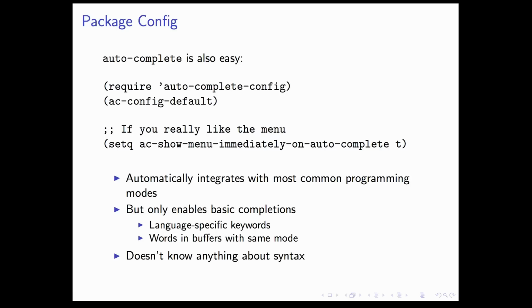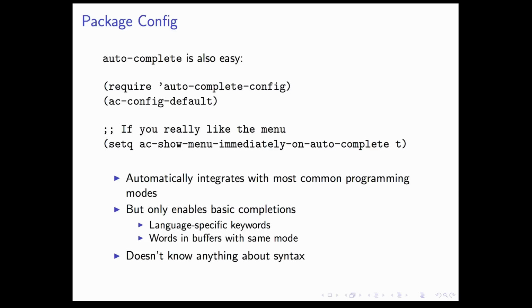In terms of being active, for most of the common programming modes, C mode and the like, it will be active automatically. But the only completions you have are going to be kind of basic. The dumb and less useful ones are the language-specific keywords, in case you really want to have while autocomplete and save those extra 3 keystrokes after the WH. That is an option for you. But the other thing it does is collect all the words in buffers with the same mode, and it'll automatically make those available to you.